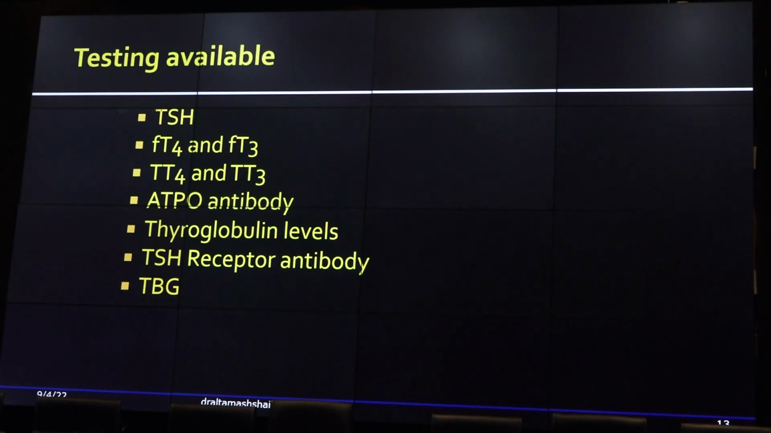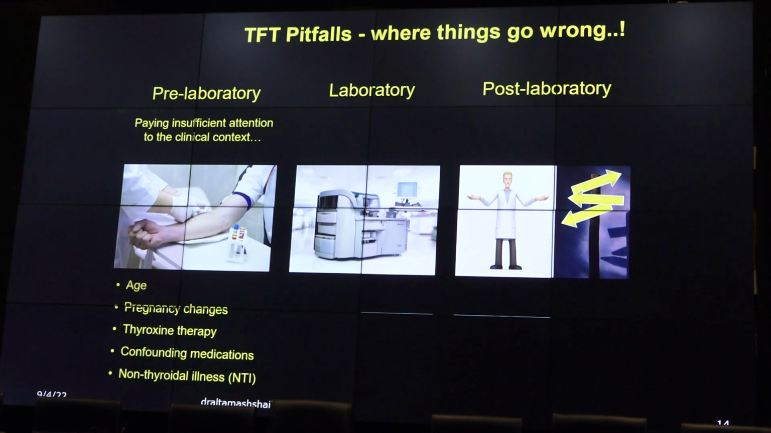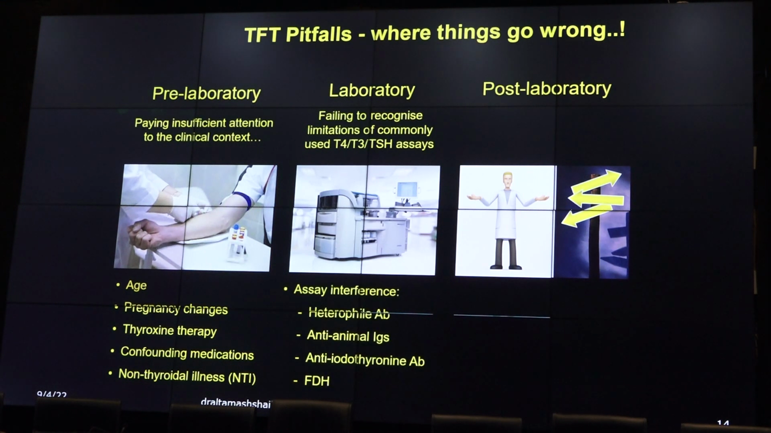These are the tests which are usually available, and think before writing why you want a particular test. TPO is available almost everywhere in India at the moment. Even with the bigger lab collection facilities, you could have this. The pre-lab, lab and post-lab distinction is important. A few things are to be kept in mind, whether it's age, as the previous speaker talked about, age and pregnancy, thyroxine therapy, confounding medication, whether you would look at heterophile antibodies.